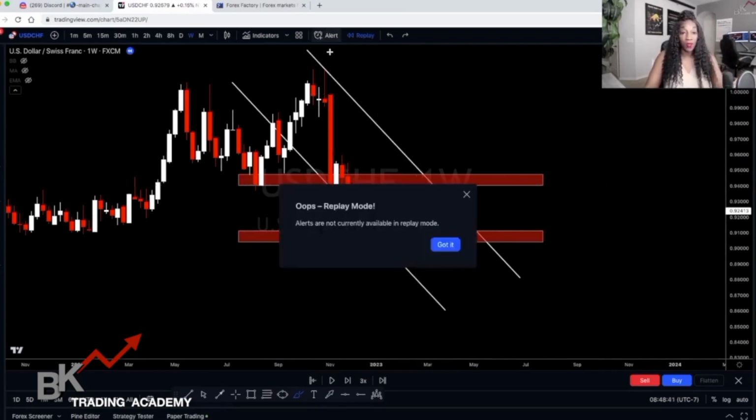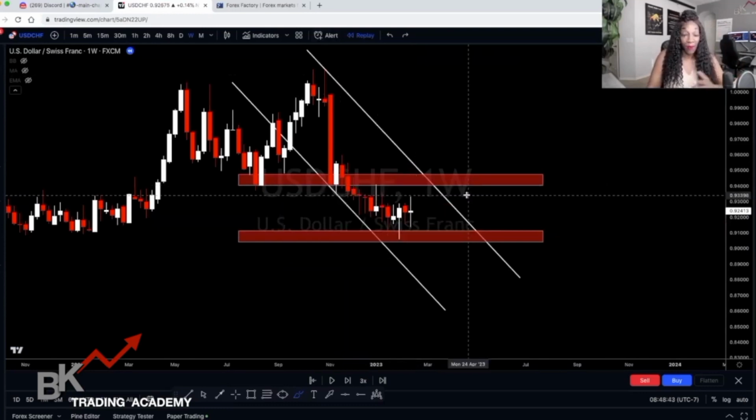I can't set an alert right now because I'm in replay mode on TradingView, but you would set an alert, and then you're going to wait for price to get there. So 90% of trading is waiting for price to reach your actual target execution zone, okay? And then 10% is just your trades playing out. 90% is us waiting and being patient. So once the price gets there, you're then going to look for your entry confirmation.